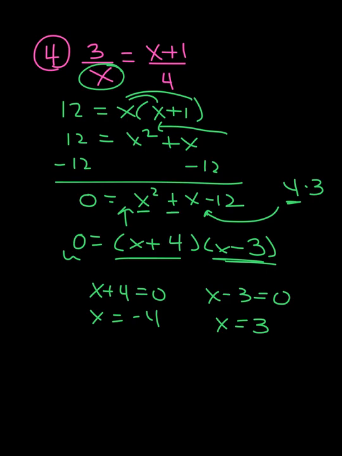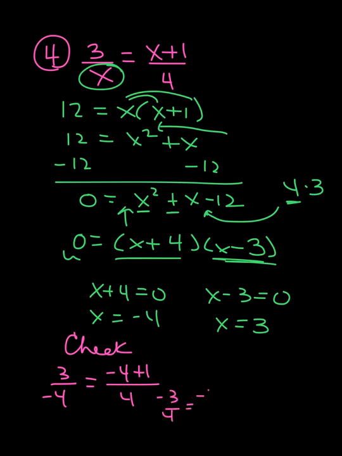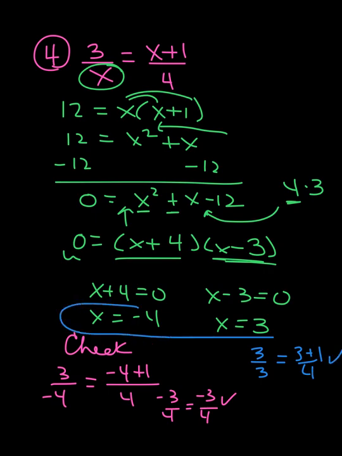Again, I can check my work. So let's do that. So when I check it, let's try negative 4 first. I have 3 over negative 4 is equal to negative 4 plus 1 over 4. And this gives me negative 3 over 4 is equal to negative 4 plus 1 is negative 3 over 4, so I'm good. Let's do the same thing with positive 3. So I have 3 over 3, which is 1, is equal to 3 plus 1 over 4, which is also 1, so I'm all set. So my answers there are x is equal to negative 4 and x is equal to positive 3.